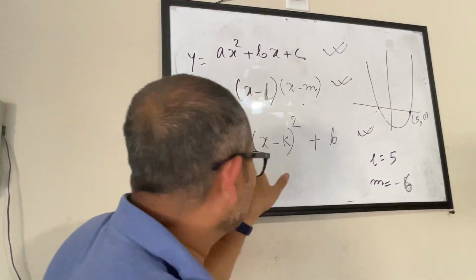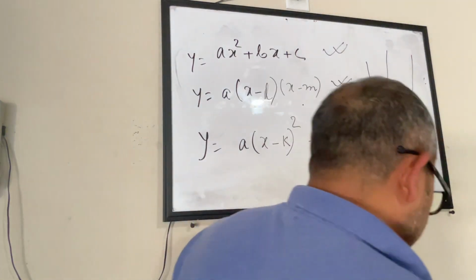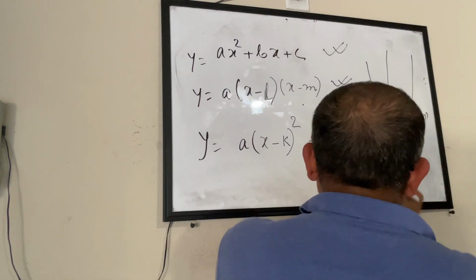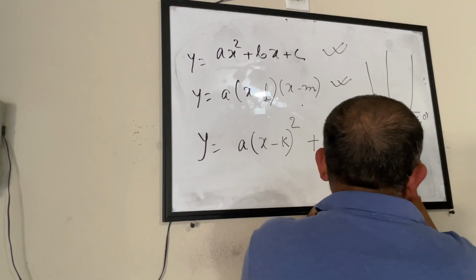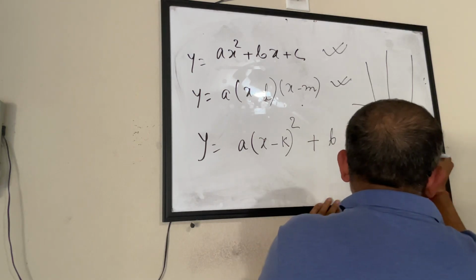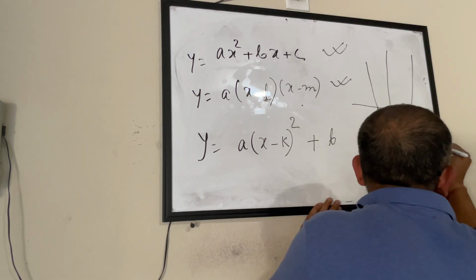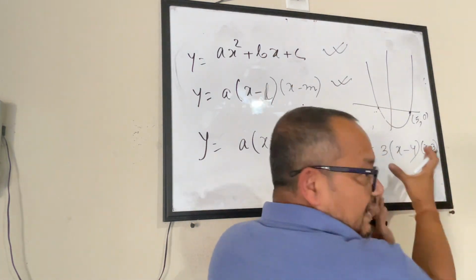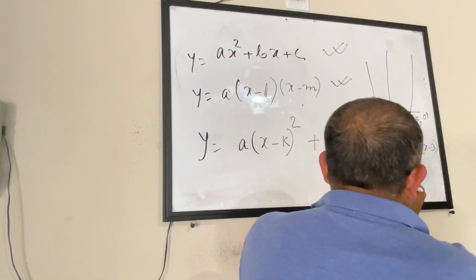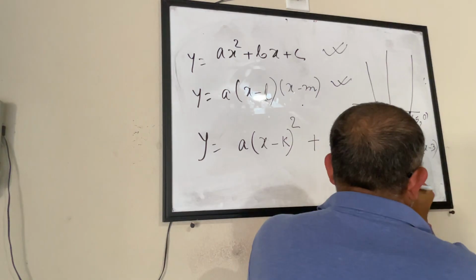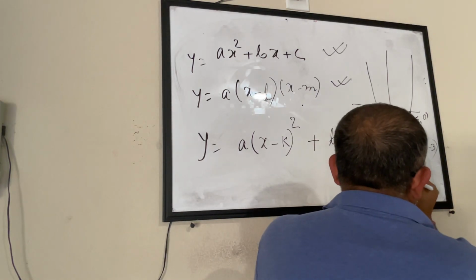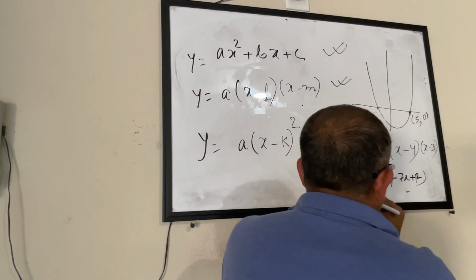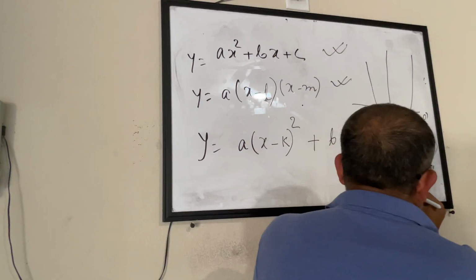Similarly, when you look at the third one, this is called vertex form. But before I go to the vertex form, let's look at one sample equation. If I have an equation like this, y equals 3 times x minus 4 into x minus 3, let's say, this factor has been derived. If I expand it, it's x squared minus 7x plus 12 multiplied by 3. So 3x squared minus 21x plus 36.